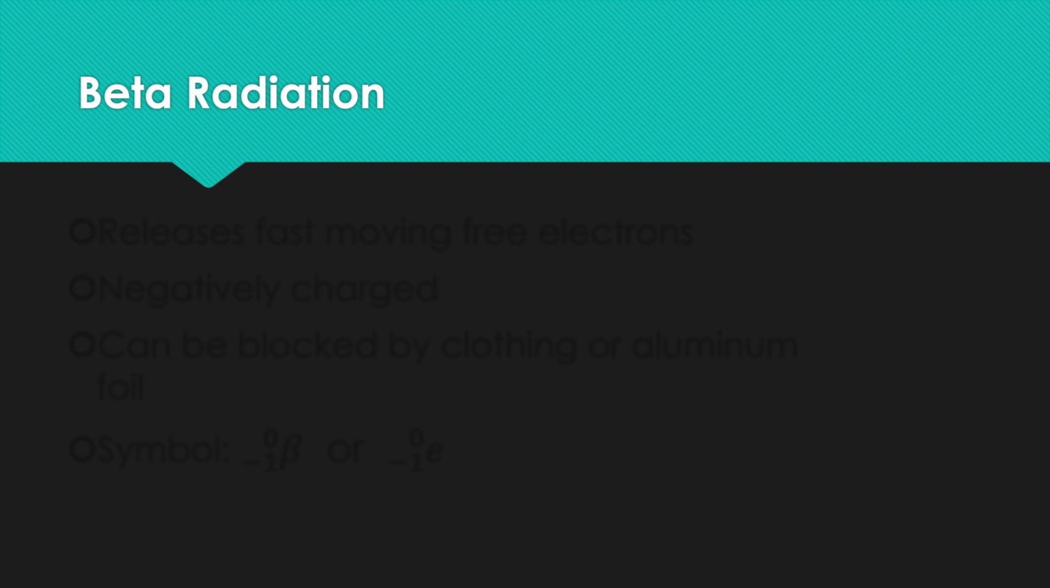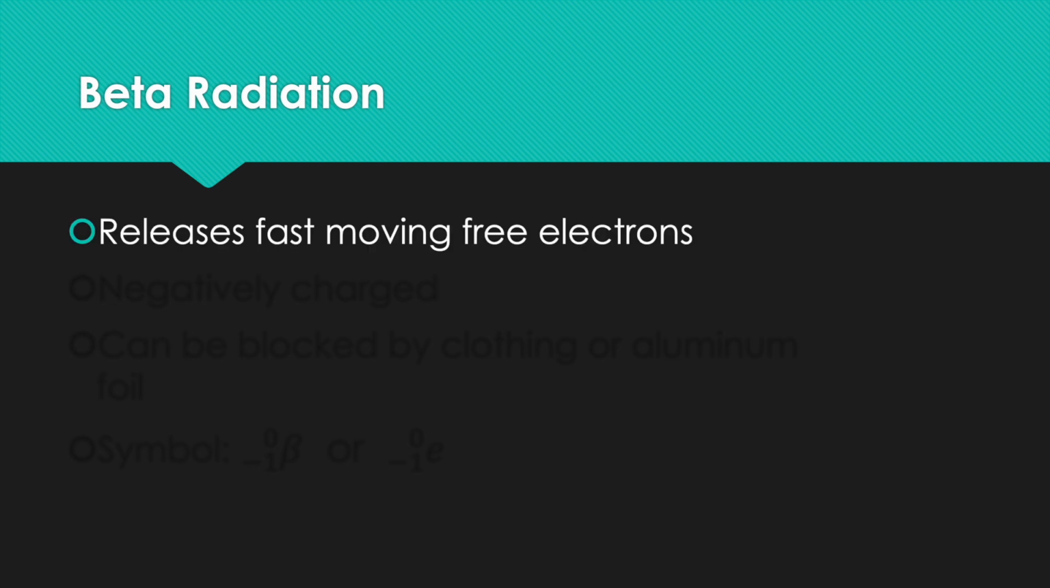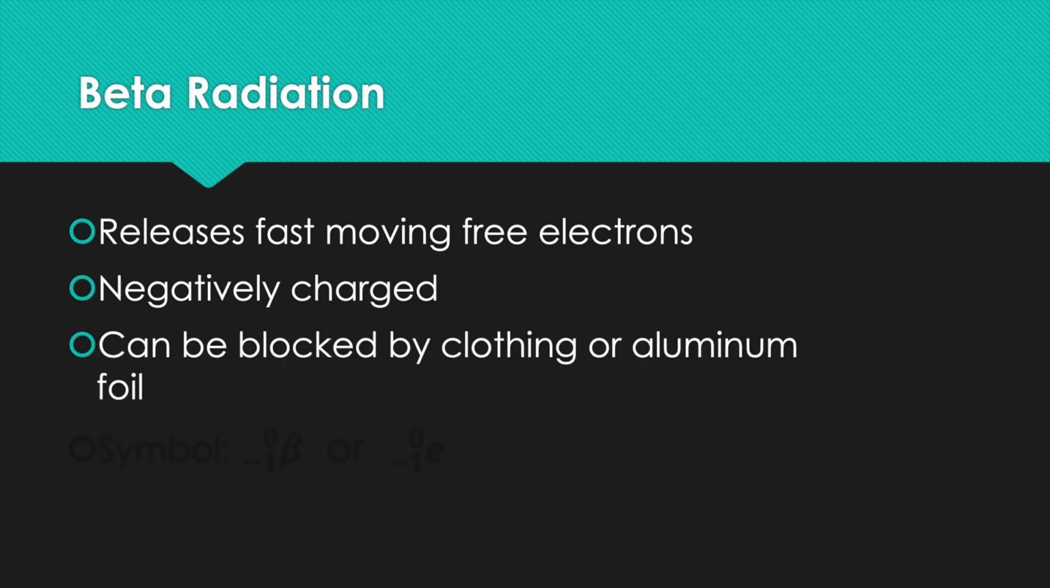Next up, beta radiation. Beta radiation is when an unstable nucleus releases a fast, free-moving electron. Again, because it's essentially an electron, it's negatively charged. And you need a little bit more to block beta radiation. It can also be blocked by thick clothing, or you can use something like aluminum foil. Either way, it's still relatively easy to block beta radiation.